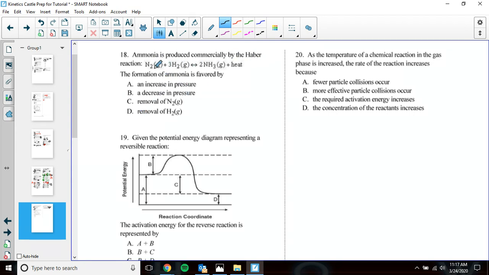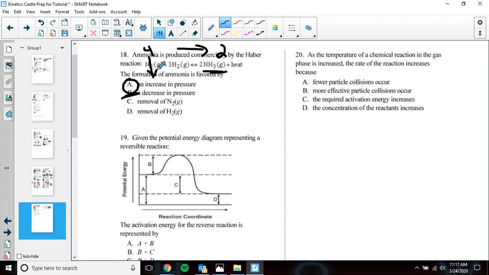All right, ammonia is produced, blah, blah, blah. This is the Haber process, a famous reaction that happens on these tests a lot. The formation of ammonia is favored by. In other words, how do I make more of this happen? Well, if I increase pressure, I have 4 moles here and I have 2 moles here. And if I increase pressure, I go towards the 2 right off the bat. Increased pressure is the way to go. So that tells me decrease pressure is the opposite. If I decrease pressure, I go towards more moles. So that's wrong.